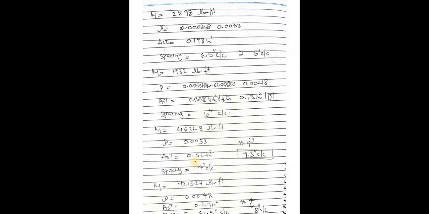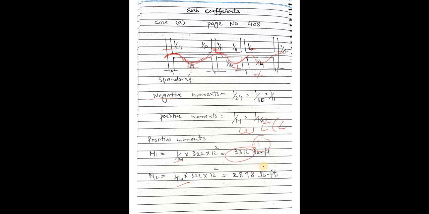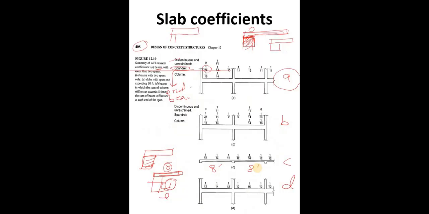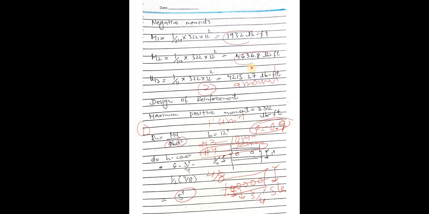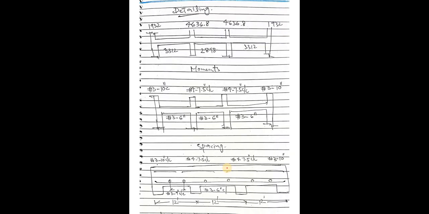So up to now we have designed for this moment. Now again we have to find the spacing for this moment, this moment, and this moment. The procedure is the same. I just mention here that for this moment rho is this, the area of steel is this, and the spacing required is this. Same for this moment, the spacing is this one. For this moment this is your spacing. For this moment the amount of steel is this one and the spacing required is this one.